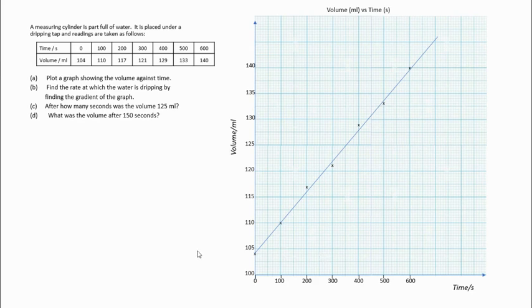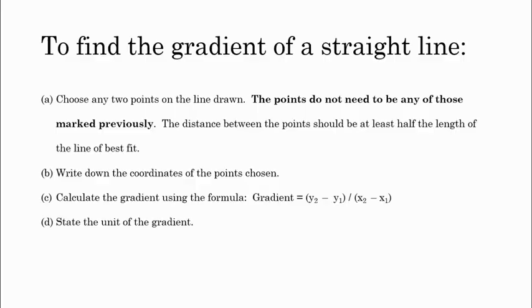How do we find gradient? First step is to choose any 2 points on the line that you have drawn. So that line of best fit that we drew, we will choose 2 points on the line, and those 2 points do not need to be any of the points that you marked previously. We marked some points with an X, or maybe used a dot with a circle. But once you have drawn the line, forget about those points that you actually marked. A line is a set of points. So anywhere along the line you drew, you can find a point to use for finding the gradient.